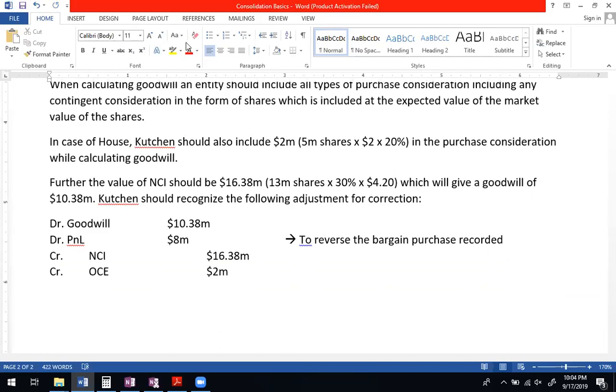So this is how we have written the first part of our answer, and now we are going to write the next part which relates to the other subsidiary. Any confusion in this?